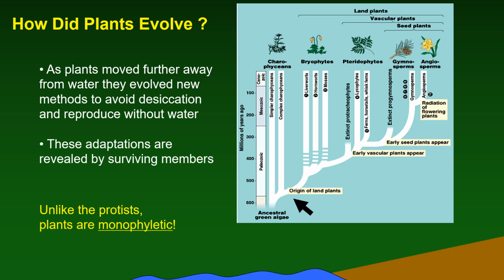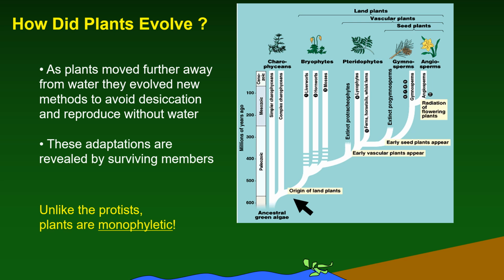Happily, unlike the protista, plants are monophyletic. So remember, the protista includes a lot of very diverse groups that aren't necessarily closely related. They've all just been thrown together because we don't know what to do with them. But plants are monophyletic. We can trace them back to one ancestor.